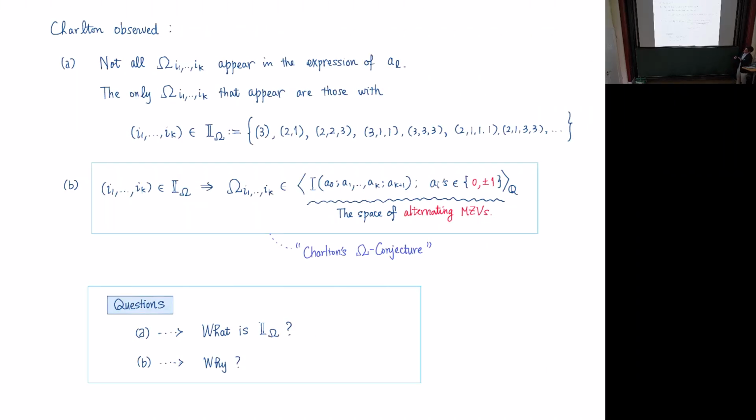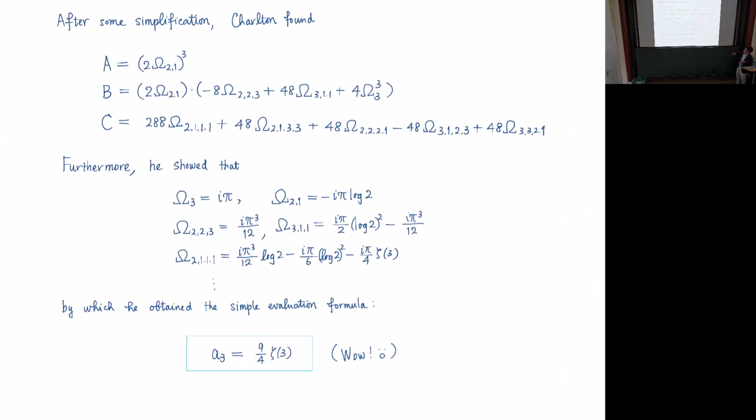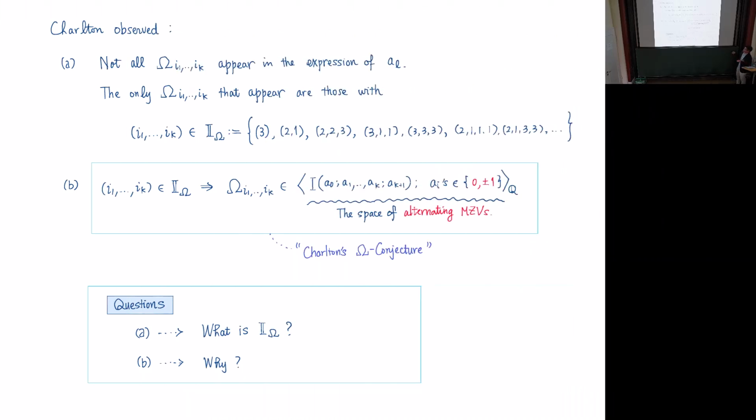And he observed some nice patterns here, and actually for the simplified expression like this, it seems that he can do it for higher coefficients, and it seems that the omega values you really need are only those with the indices like 3, or 2 1, 2 2 3, 3 1 1, 3 3 3, 2 1 1 1, 2 1 3 3, and so on. And it looks like a complicated rule, but I will talk about it right after now.